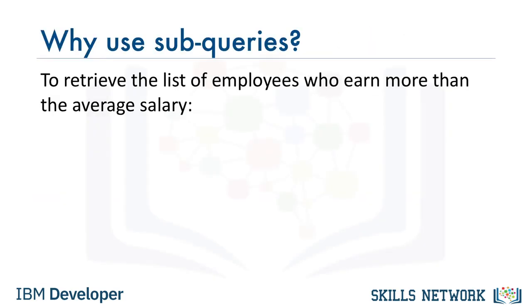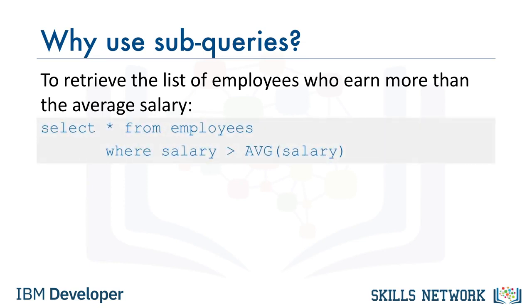Let's consider a scenario which may necessitate the use of subqueries. Let's say we want to retrieve the list of employees who earn more than the average salary. To do so, we could try this code. Select star from employees where salary is greater than average salary.